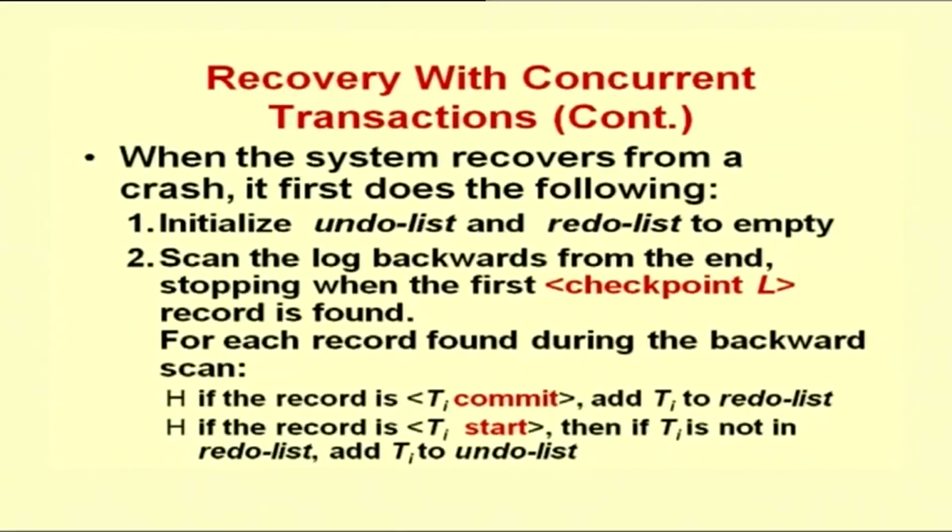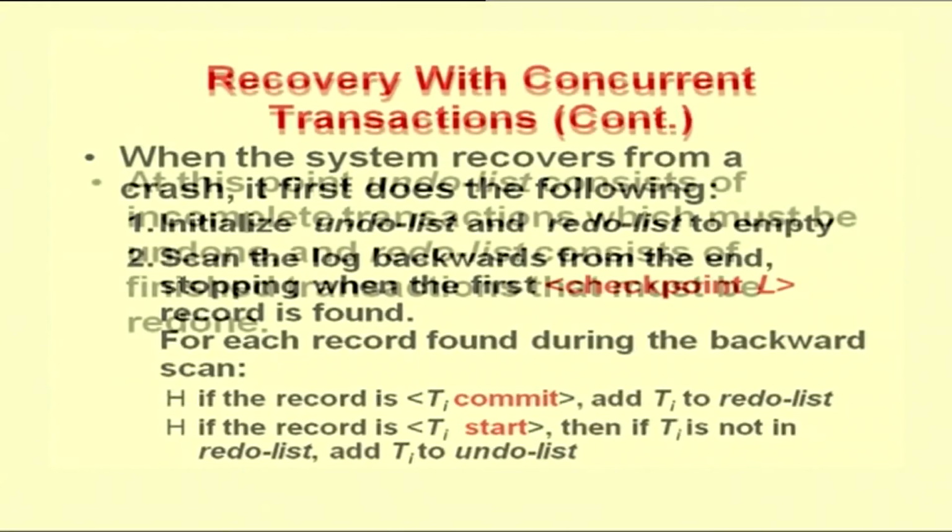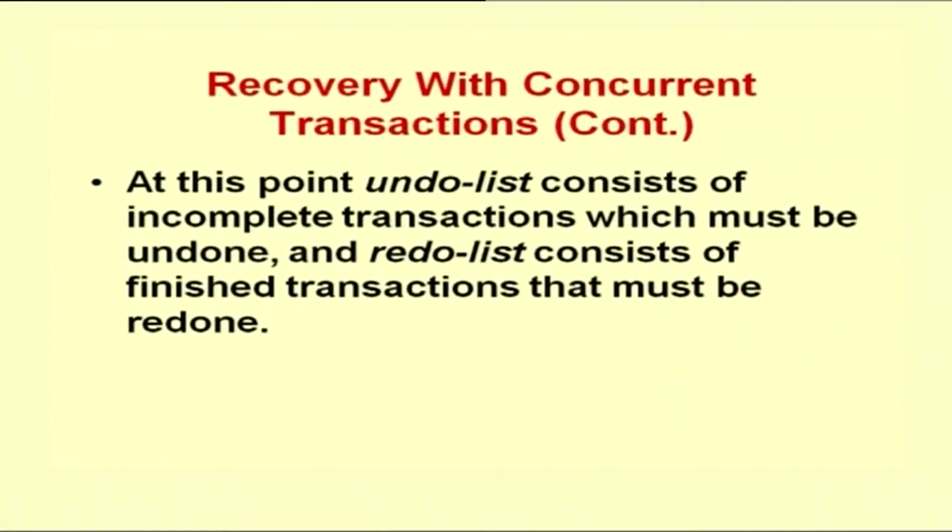Remember the difference between undo and redo. Undo means you have to start the transaction all over again, including getting what it needs and all the resources it needs and all that. Redo means some operation has to be redone. So, for every transaction in that L, that is the list of transactions that started, if Ti is not in the redo list, add it to the undo list. At this point, the undo list consists of incomplete transactions which must be undone and the redo list consists of finished transactions that must be redone. So, this is what happens.